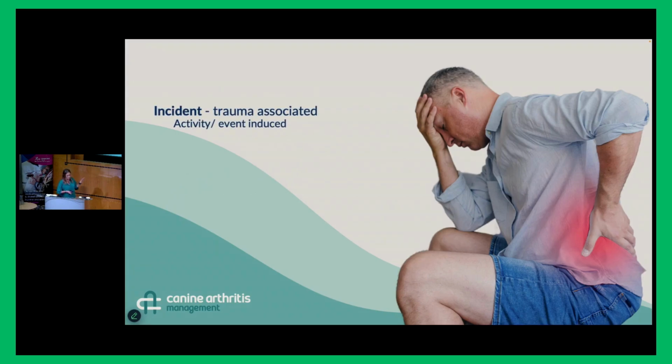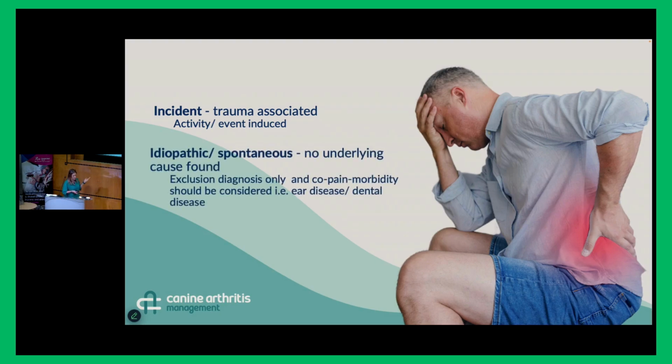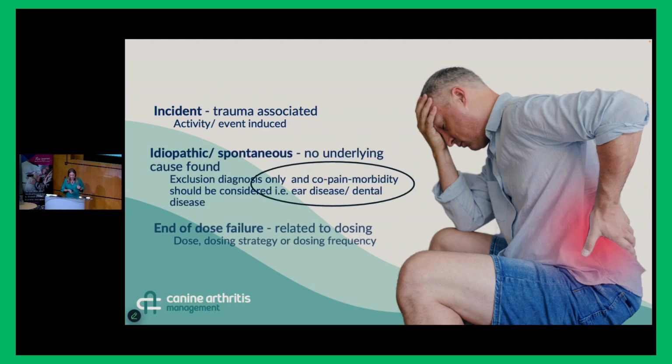We know from the human sector, when they looked into these triggers, they were divided into incidental, idiopathic, and end-of-dose failure. So what was happening prior to that person having that acute exacerbation in pain? I've circled this section here because in the vet sector, our patients are non-verbal. So when we see a deterioration, we can't say, is it your knee?